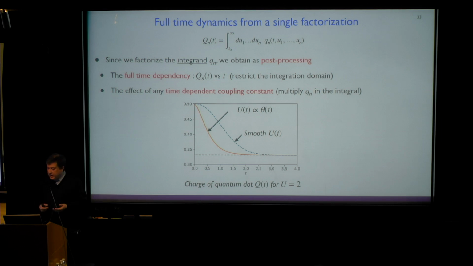The same way, I can multiply by a time-dependent coupling constant. If I want to not switch the interaction quickly, but make a smooth ramp, then I can just multiply in the integral and post-process that. That's an example where you have the charge of the quantum dot converging as a function of time, so the time dynamics for a small value of u here, for two different ways of switching the interaction, abrupt or smooth. And this is done by one calculation of the tensor.